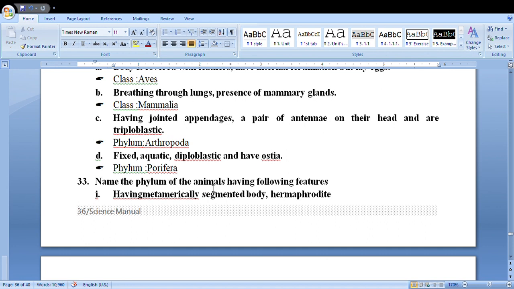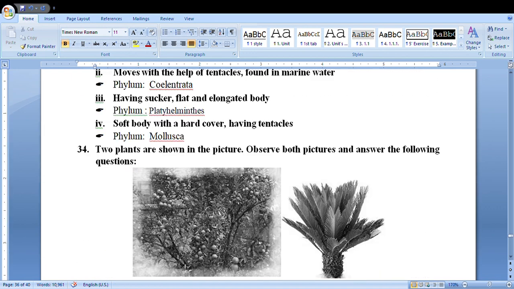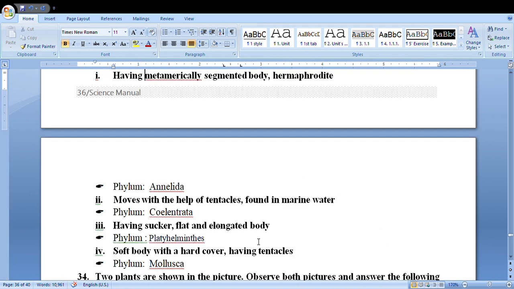Name the phylum of the animals having the following features. Having a metamerically segmented body and hermaphrodite: phylum Annelida. Moves with the help of tentacles, found in marine water: phylum Coelenterata. Having suckers, flat and elongated body: phylum Platyhelminthes. Soft body with hard cover and having tentacles: phylum Mollusca.